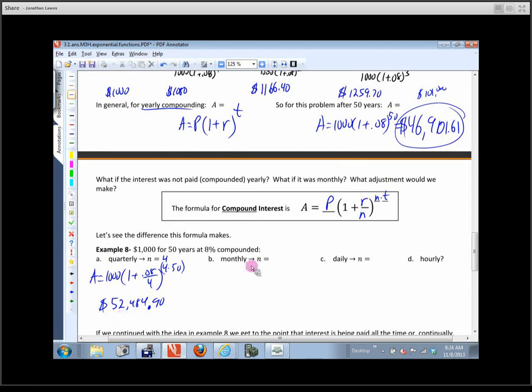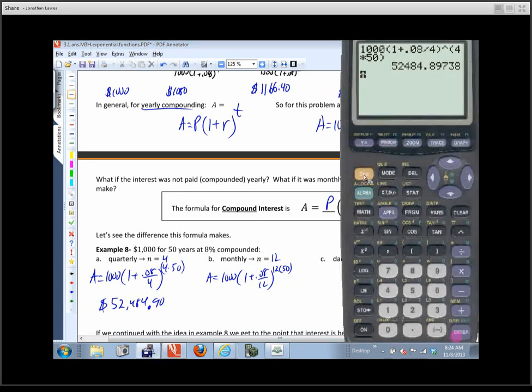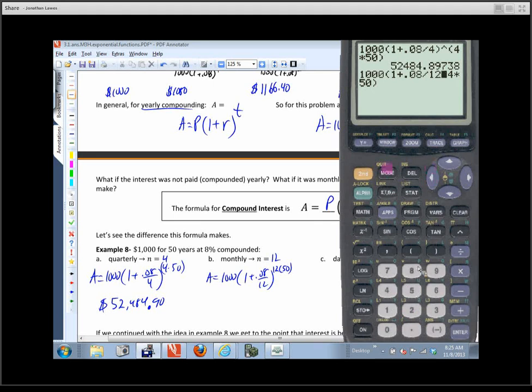What about monthly? What would n be then? N would be 12. So let's put that into the formula. Okay. So that would be 1,000, 1 plus 0.08 divided by 12, and then 12 times 50. So the cool thing about this is if you've got a graphing calculator, you can come up here and you can just edit some things. So I'm going to put in a 12, so I'm just going to insert that. And then I'm going to change that to a 12, insert parentheses, and then I'm going to delete that. Okay. Have I got it in there right?